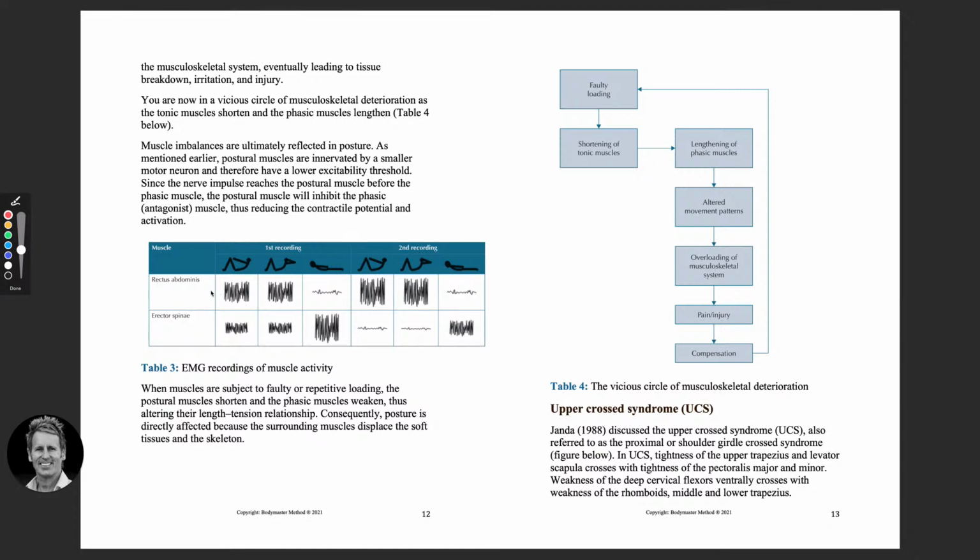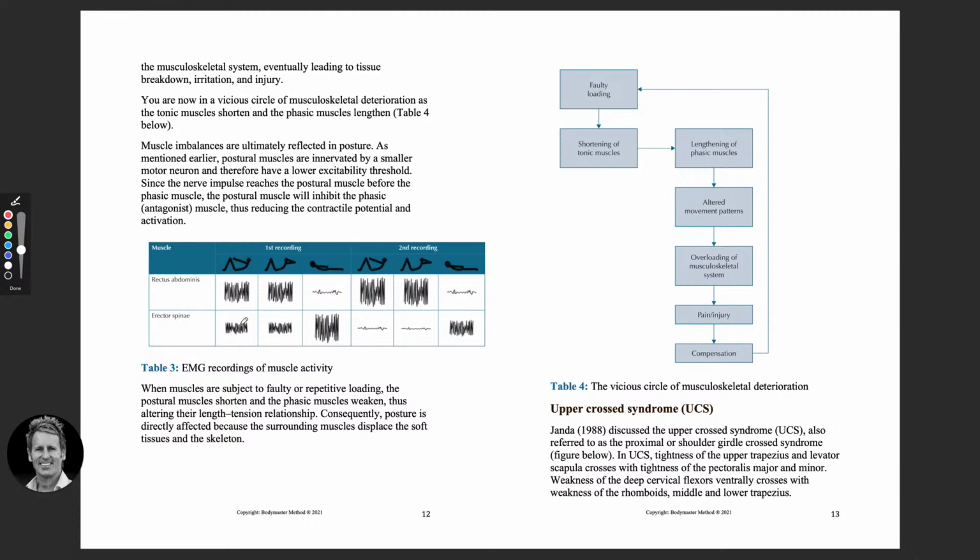What Janda did was place an EMG on the rectus abdominis and ask the patient to do a sit-up. You can see there is a contraction of the rectus abdominis here. But what should happen is that the opposite muscle, the erector spinae, should switch off. For instance, if you pick up a cup of coffee, the biceps is contracting, but the triceps should relax.